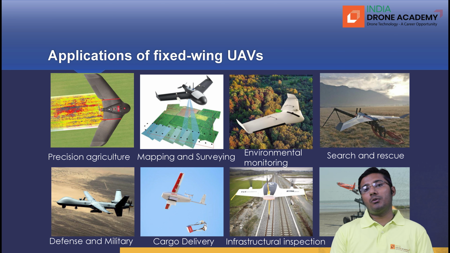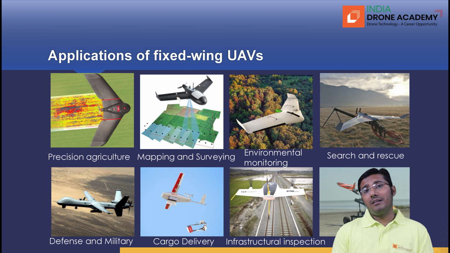Let us discuss the applications of fixed wing drones. Fixed wing UAVs can be used for precision agriculture, where monitoring of crops and their growth patterns can be observed. They can also be used for fertilizer spraying, or mapping and surveying. The fixed wing drones can generate digital surface models of the terrain, and can cover large areas of land which is not easily possible to survey by conventional methods.